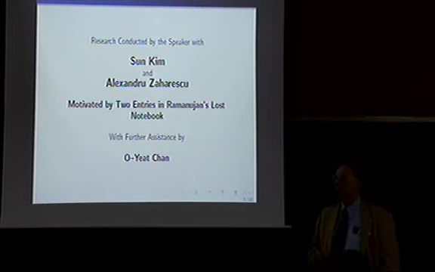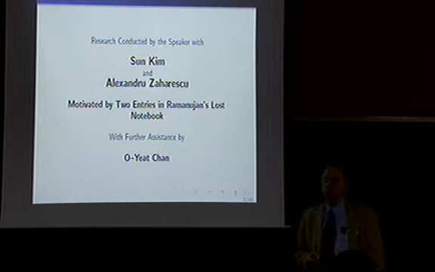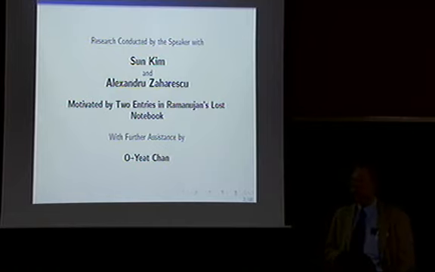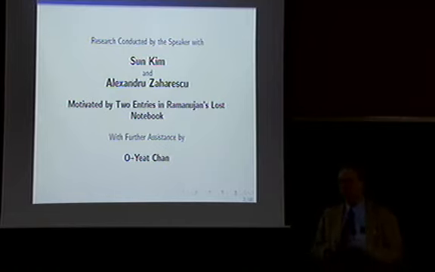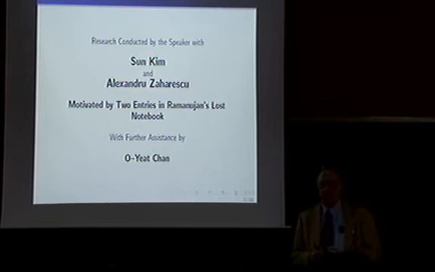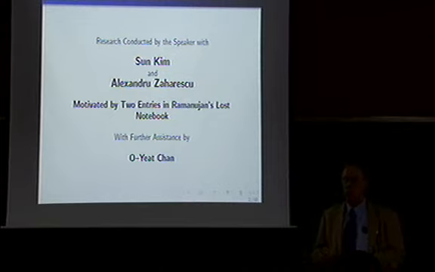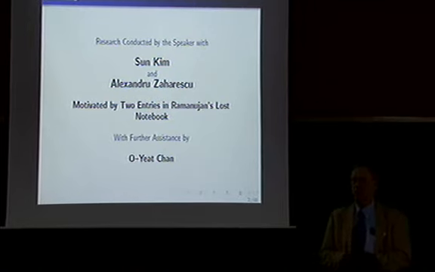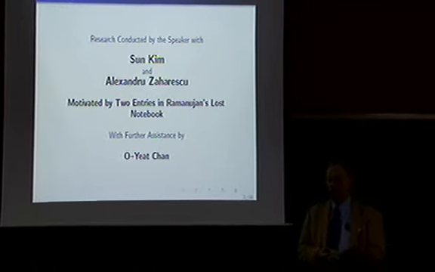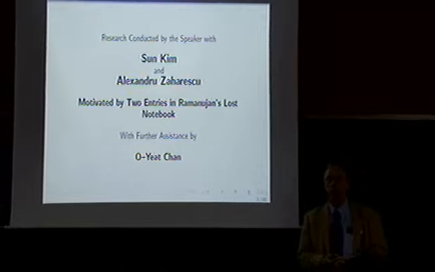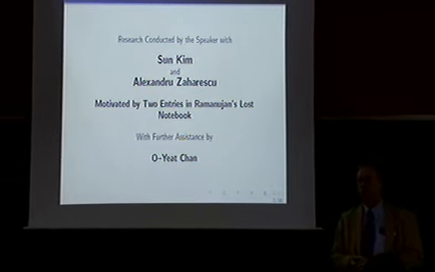So these results on which I'm going to speak are motivated by 2 entries in Ramanujan's Lost Notebook. And that statement really should be corrected a bit because they are technically not in the Lost Notebook. The Lost Notebook was found by George Andrews at Trinity College, Cambridge in the spring of 1976 and was published in 1988 by Narosa in New Delhi.